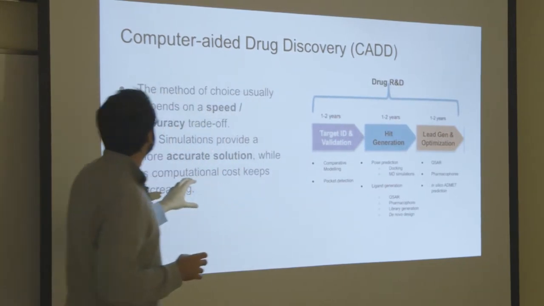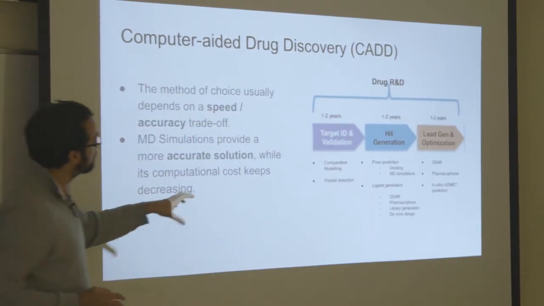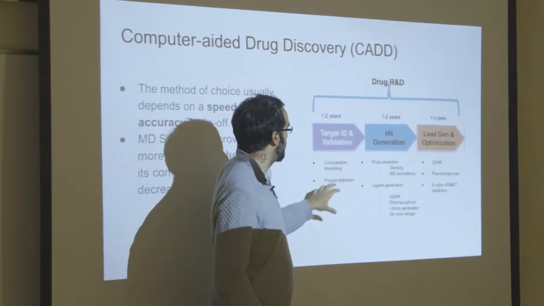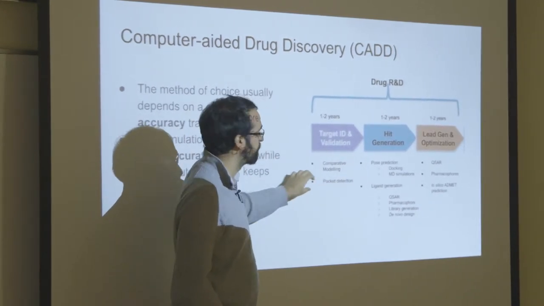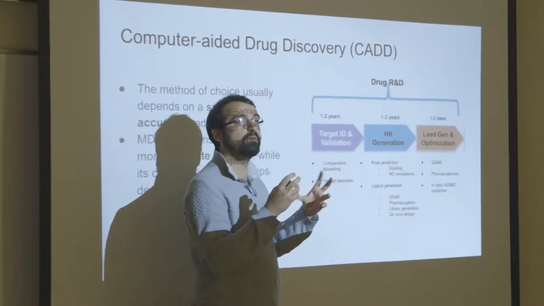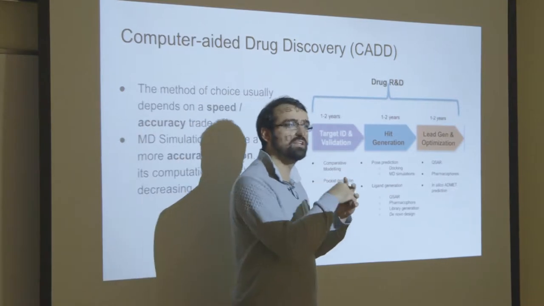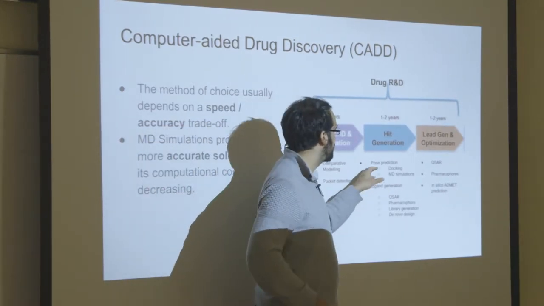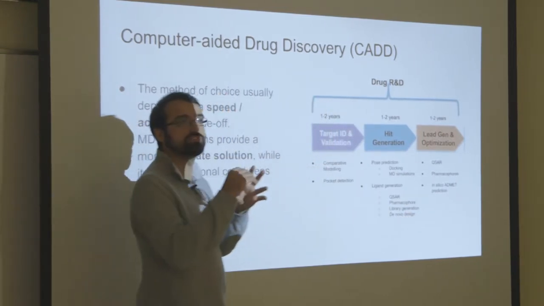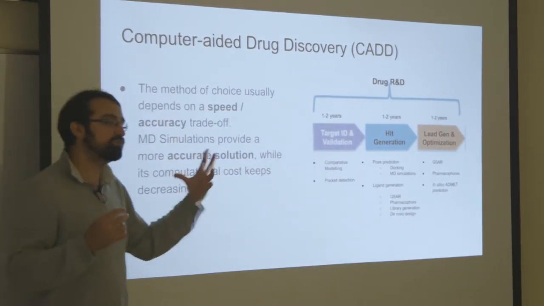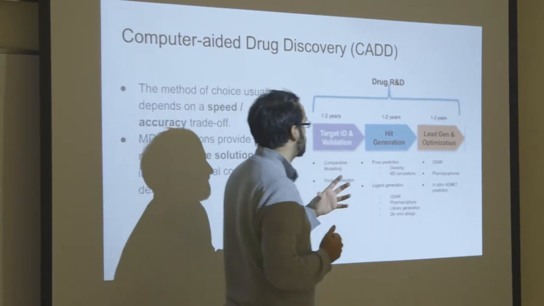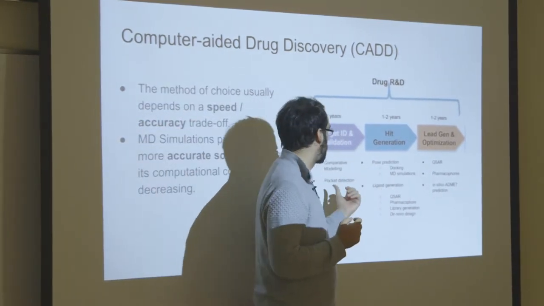And we show here some of these tools that are available at the different stages, like, for example, comparative modeling or pocket detection. So pockets are the binding sites of these ligands to the targets. Then we have post-prediction, like through docking or MD simulations, where you try to see, after we know where the pocket is, how these different molecules bind in this binding site, in this pocket.